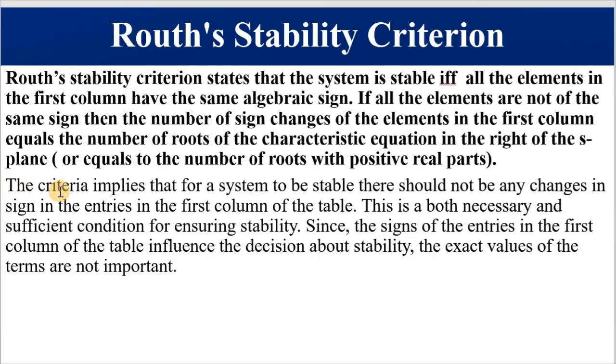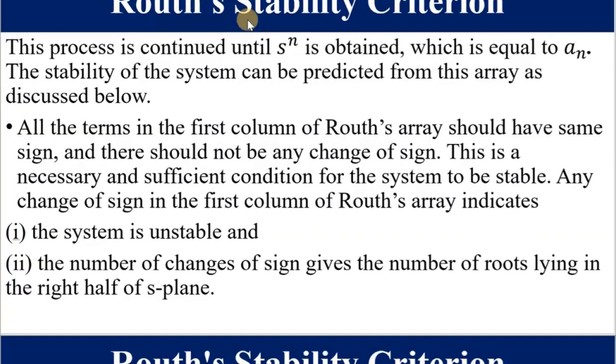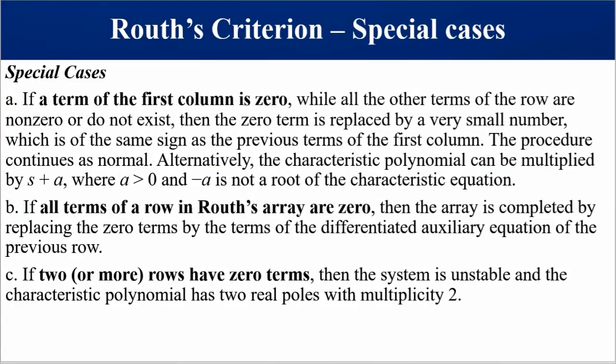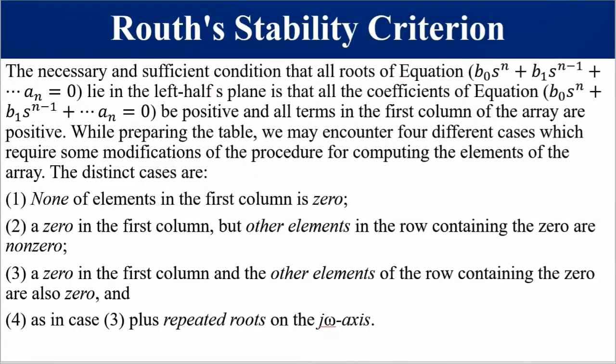And the criterion applies for a system. The criterion implies that for a system to be stable, there should not be any changes in sign in the entries in the first column of the table. Guys, don't sweat over this. Once we do one or two examples, it will be clear. This is both a necessary and sufficient condition for ensuring stability. We have looked at the special cases from this slide, and go through them and see if they make sense. They are just the same as the special cases.